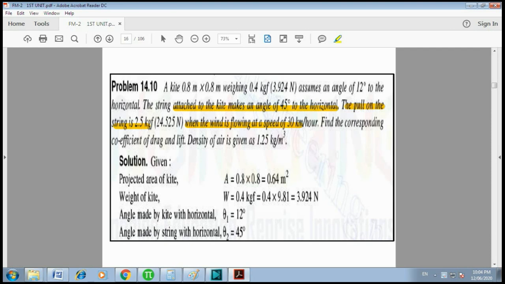Now, projected area of the kite is again A equal to 0.8 into 0.8, that is 0.64 meter square. These things are given. Weight of the kite is given, so it is again 3.92 newton. Then the angle made by the kite with the horizontal, angle theta 1, is 12 degrees, and the angle made by the string with the horizontal, theta 2, is 45 degrees.